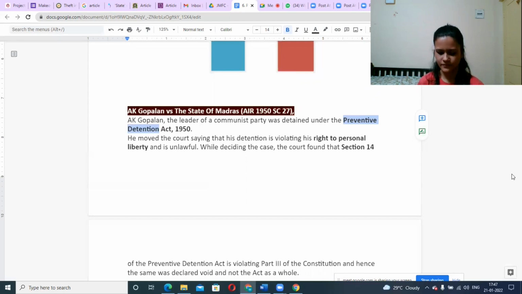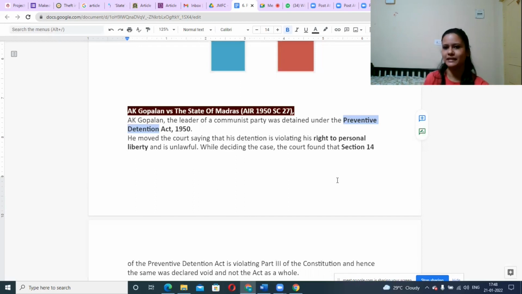Number one, detention. Detention is detaining someone, keeping someone in custody, keeping someone confined. When we say preventive detention, ideally what happens? There is a law, we go against that law, we violate it, and after that we are punished for it. We commit the crime, and only after that are we made answerable. But there are some laws which are called preventive detention laws, as in, we are detained just in order to prevent us from committing a crime.